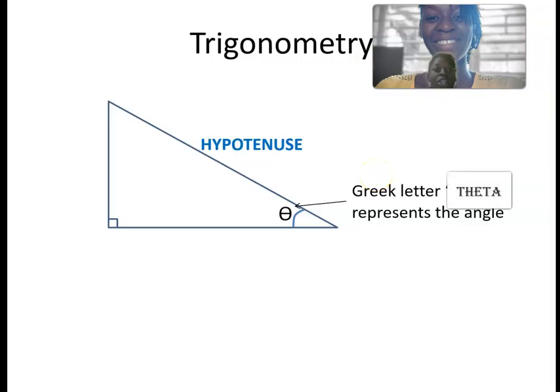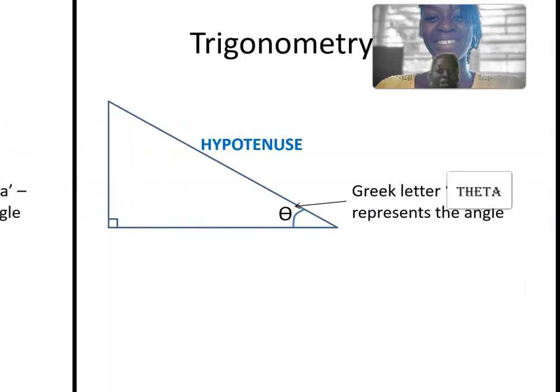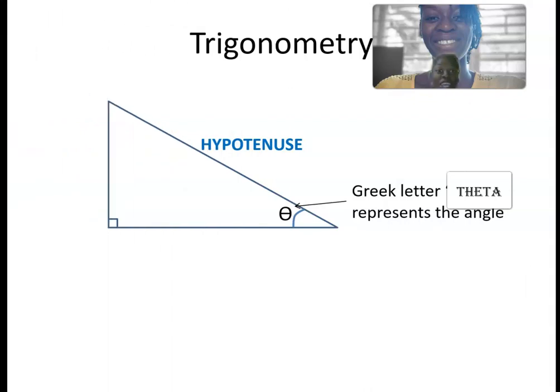All right, so we need to be able to label the sides of a triangle. First thing is that we have the Greek letter theta, which represents the angle. And you should recall that the longest side of a right angle triangle is the hypotenuse, the slant side, right? The hypotenuse.